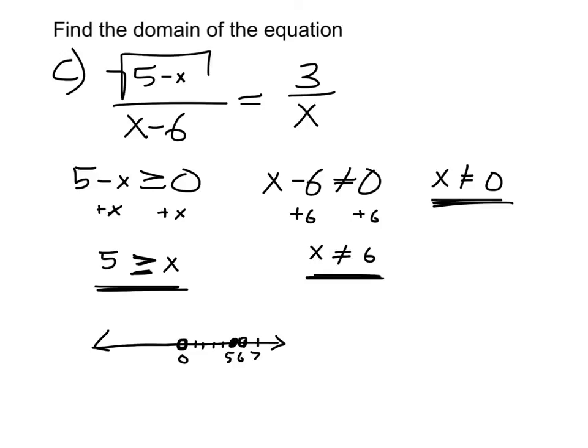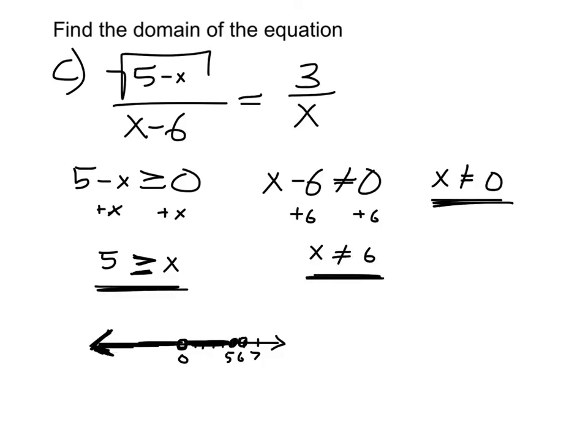Alright, so I know that x must be less than or equal to 5. So that means I'm going to start drawing my graph. I'm going to start shading in the less than direction. I'm going to skip over 0, and then I'm going to go onward. Okay, so the fact that x can't equal 6 is already taken care of with the fact that x must be less than or equal to 5. So I don't really have to worry about the fact that x can't equal 6.